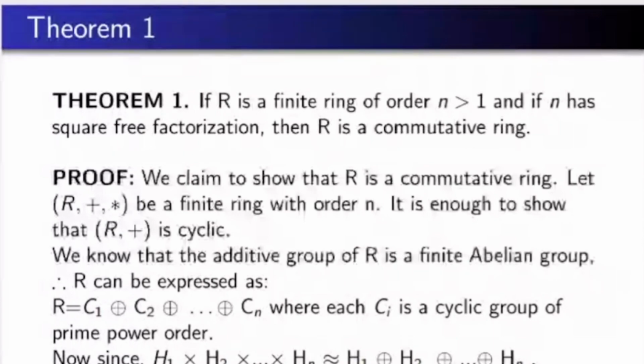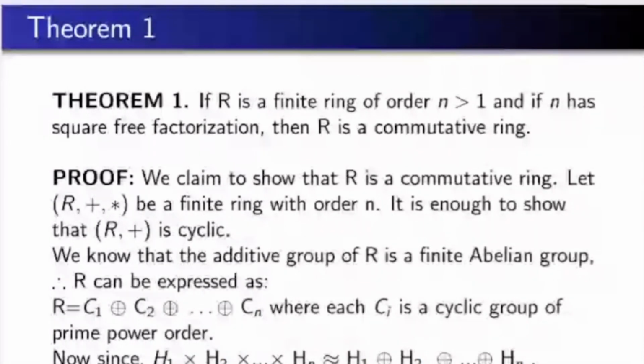For 10, it is 2 into 5, and for 12, it is 2 into 2 into 3. So in the case of 12, there occurs a square of the prime 2. So n may have a square of its prime factors, or it may have no square, that is, it may be a square-free prime factorization. Okay, very good. So that is what we are going to prove here.